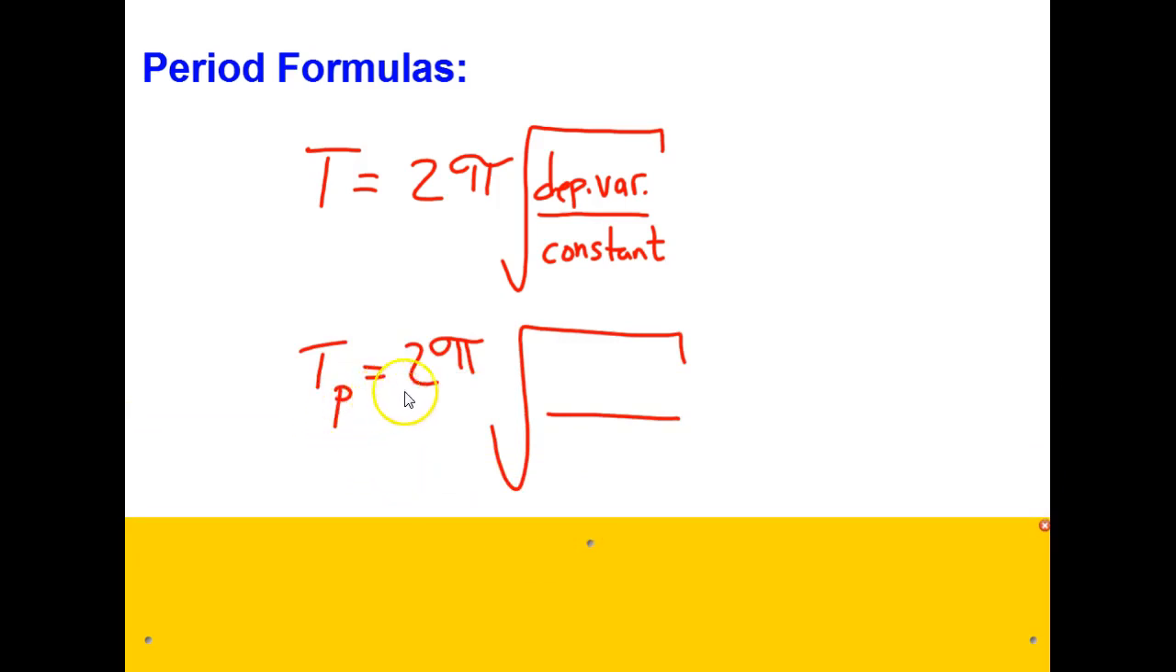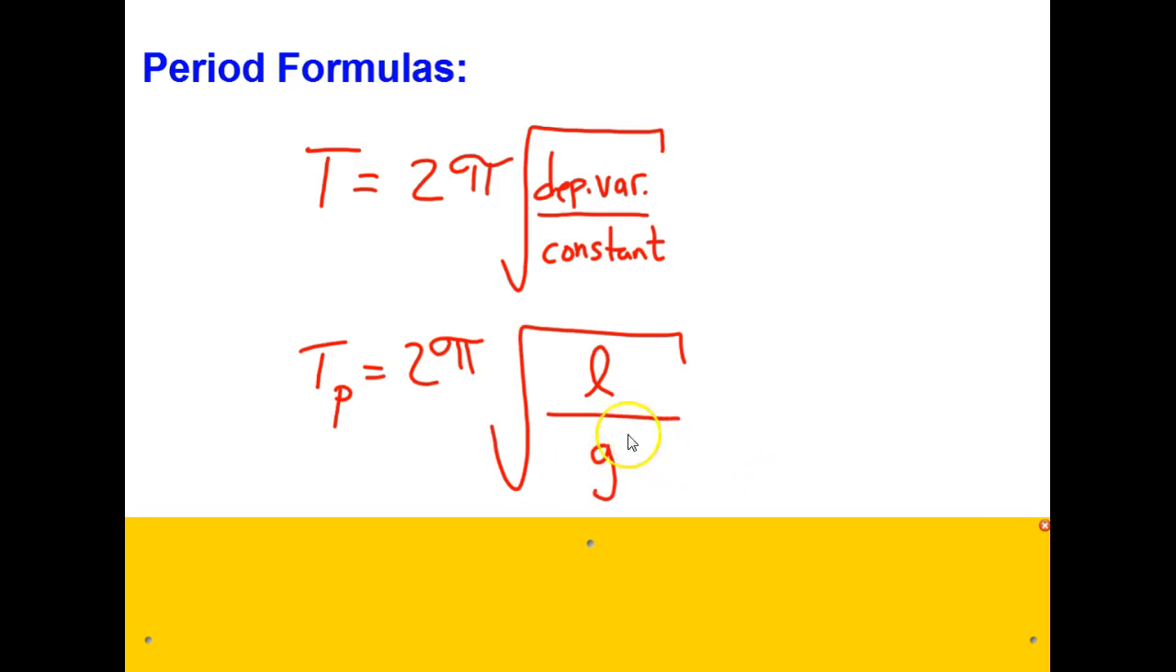The period for a pendulum would be 2 pi square root. What is the dependent variable? In other words, the factor that controls the period of a pendulum. You remember from previous discussion, reading, etc., that the dependent variable is the length of the pendulum itself. What is the factor that remains constant for the period of a pendulum? That constant, of course, is acceleration due to gravity.